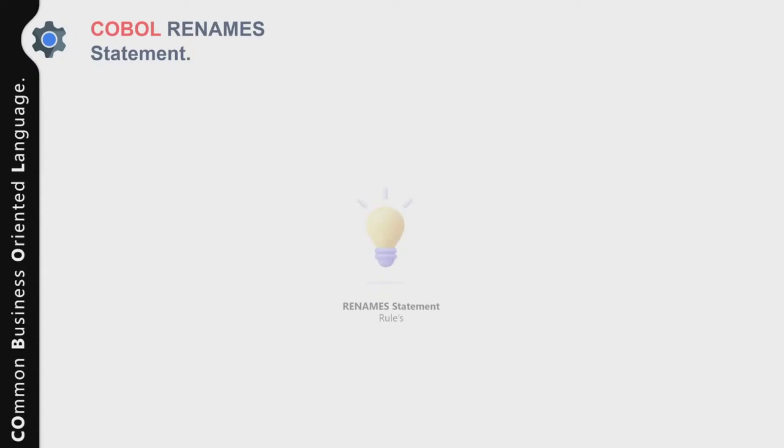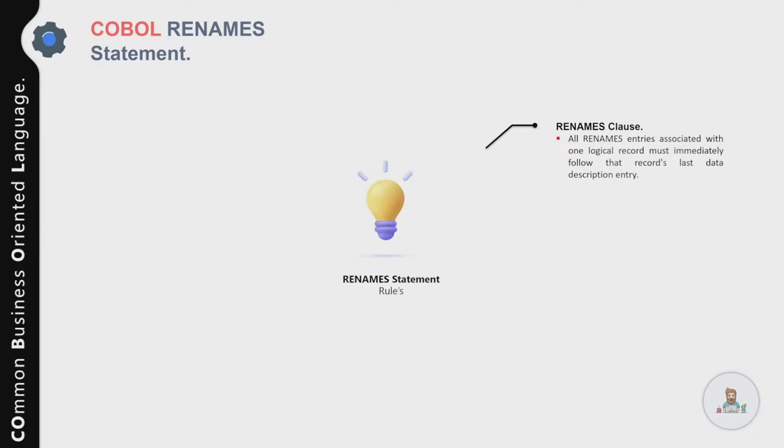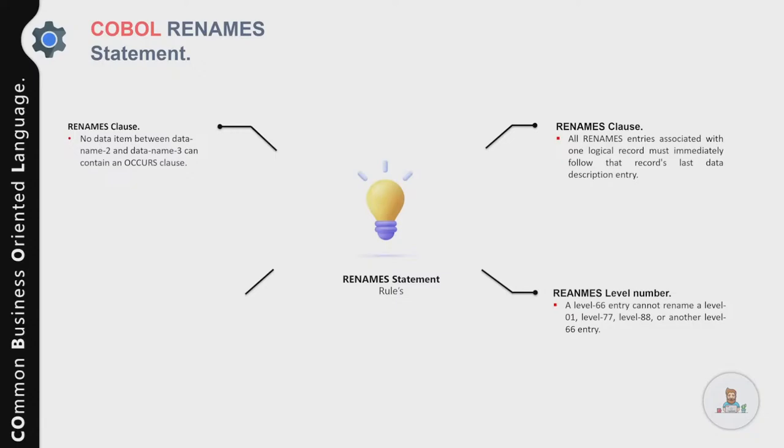The first one is all rename entries associated with one logical record must immediately follow that record's last data description entry. A level 66 entry cannot rename a level 1, level 77, level 88, or any other level 66 entries. Next one is no data item between data name 2 and data name 3 can contain an occurs clause. And the last one is the abbreviation thru and the actual word through are equivalent, and you can write any number of rename entries for a logical record.